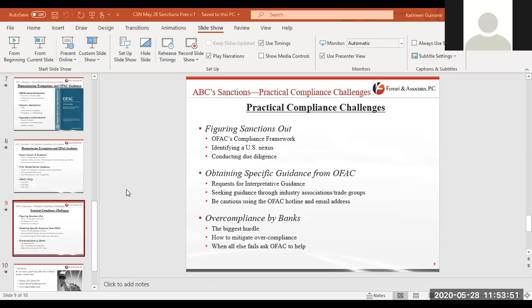Overcompliance by banks is my last point. I think we've already touched on this. This is the biggest hurdle in sanctions compliance, because you can figure everything out and say, okay, we know this is authorized, we're comfortable with who we're dealing with, everything adds up, and you go to your bank and say, send $50,000 to the Emirati charity, and they say, no, we're not going to do it. Why? Sanctions concerns. Well, we already looked into this and everything's fine. Well, it's our risk policy that we're not going to do it.